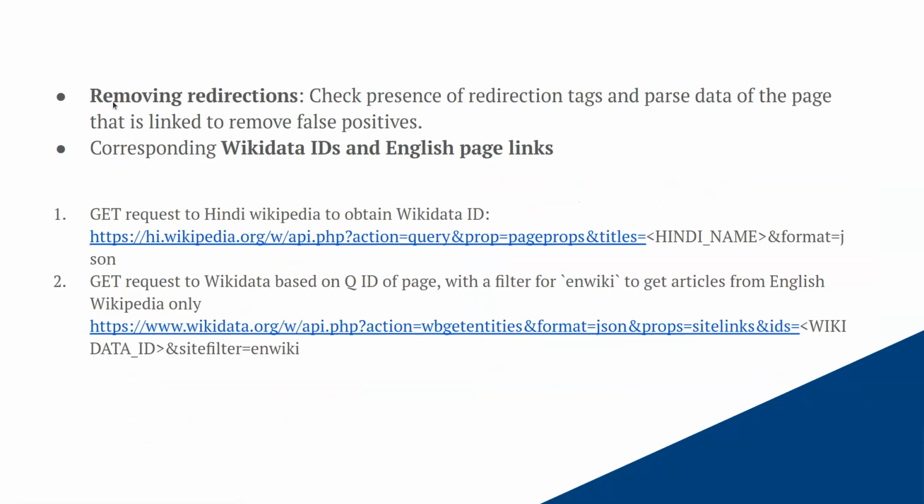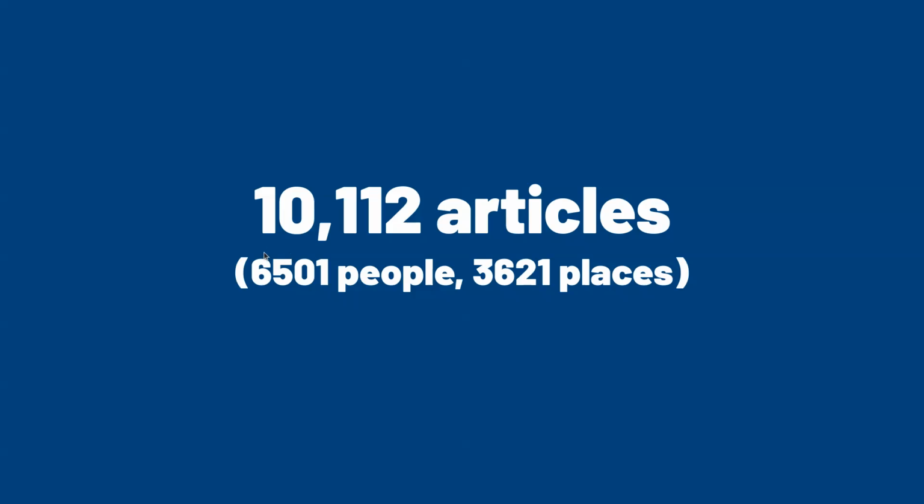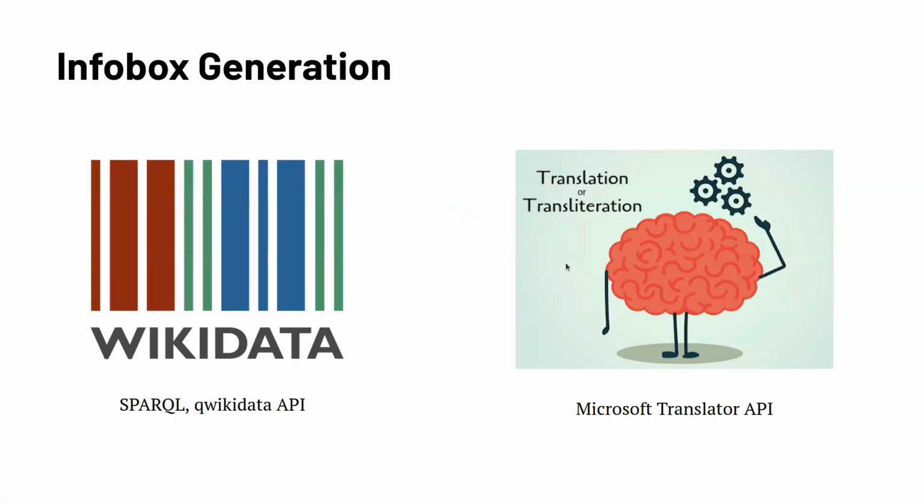We cleaned our data by removing redirection. We also got the corresponding Wikidata IDs and English page links corresponding to one Hindi page. These are the GET requests for the same. Overall, we collected 10,000 articles without infoboxes. This was the distribution between them.